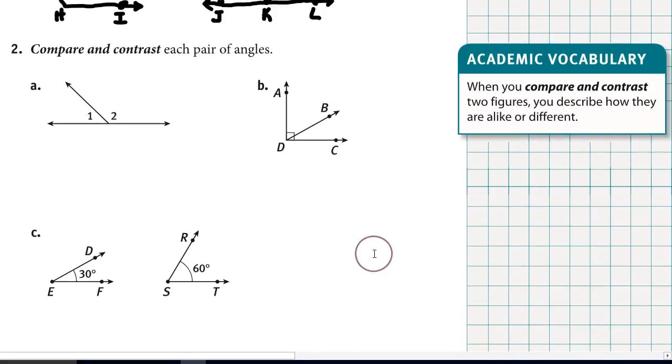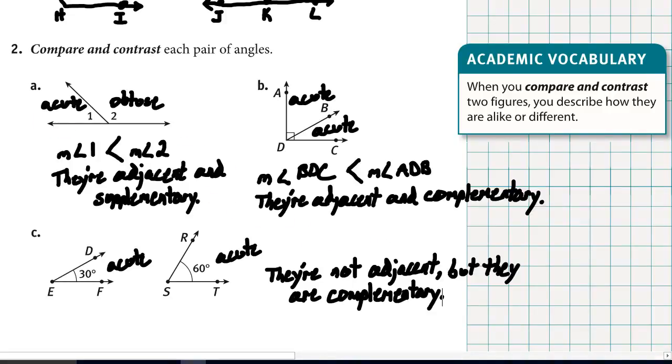Now in number 2, we're asked to compare and contrast each pair of angles. In question A, we could say that angle 1 is acute, but angle 2 is obtuse. The measure of angle 1 is less than the measure of angle 2. And we could describe their position relative to each other as being adjacent because they share a side. And we could describe them as being supplementary. If you add their measures together, it creates a straight angle.